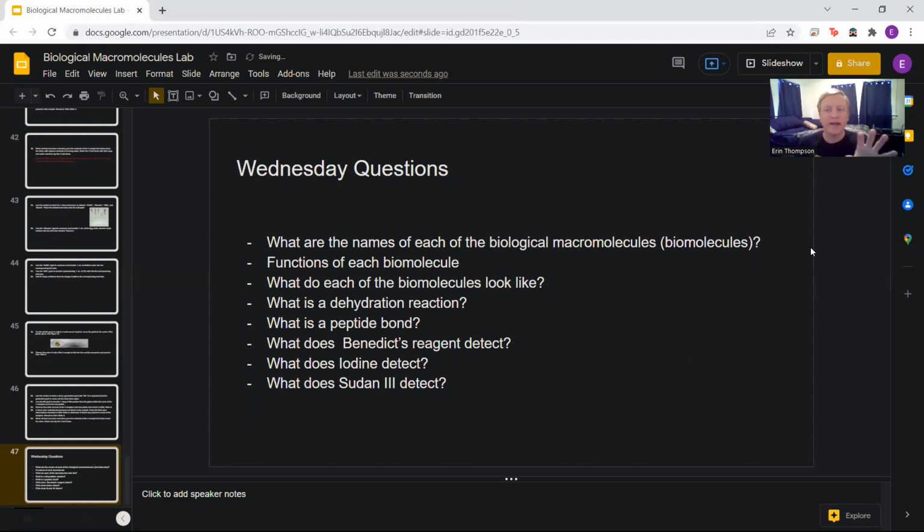Even if you're not doing the lab until later on this week, like if you're one of those people who wait till Saturday, which is totally fine, please make sure that you at least read through the exploration part of the lab because it covers all of these details. It talks about dehydration reactions. It talks about a peptide bond. Hopefully you know what Benedict's is for, because we've used it in the past. Hopefully you know what iodine is used for and what that test means, because again, we've done that in the past. Sudan 3 is the new test that we're doing, and we're not going to do that until Wednesday, but please check out the lab and make sure that you know what each of these things is actually testing for.